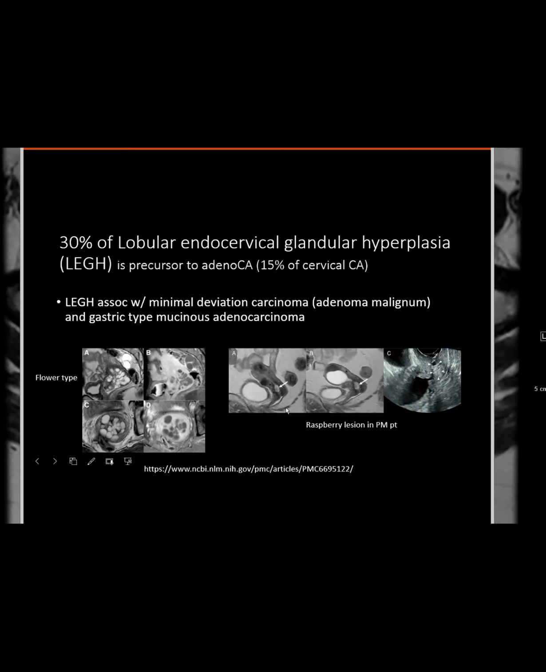Or, and this is a paper from Japan, they talked about these raspberry lesions, which are almost like the microcystic lesion in the cervix. These have an even higher rate of being malignant and turning into this minimal deviation carcinoma.